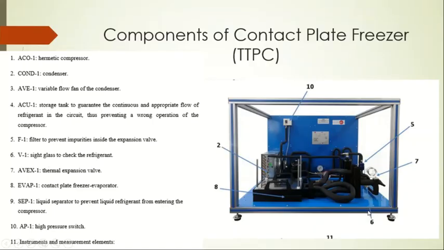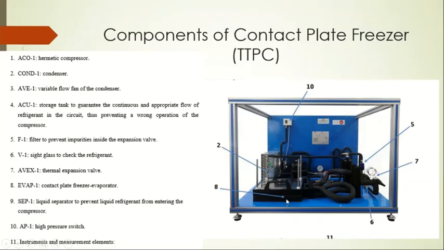Then we have 6, you can see here pointed at this part, and it is a sight glass to check the refrigerant. It's not quite visible from this angle. Later on I will describe it to you in detail. Then we have 7, which is actually the thermal expansion valve, where the main pressure drop will occur from higher pressure to lower pressure.